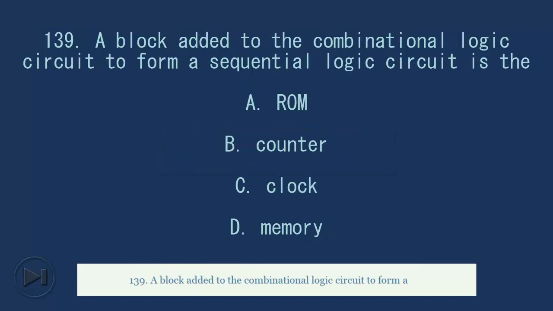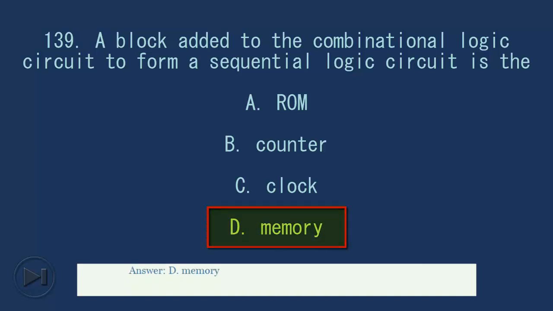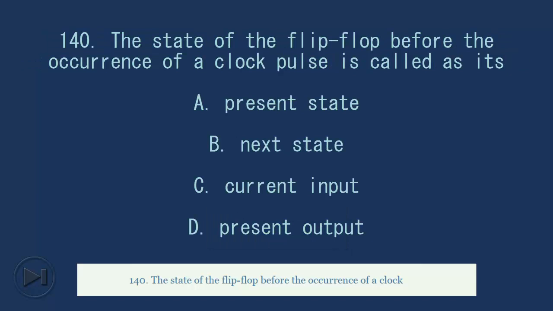139. A block added to the combinational logic circuit to form a sequential logic circuit is the A. ROM. B. Counter. C. Clock. D. Memory. Answer: D. Memory.